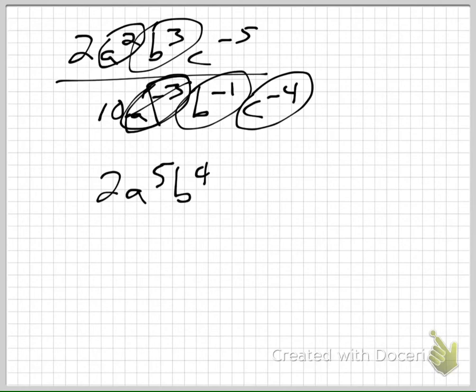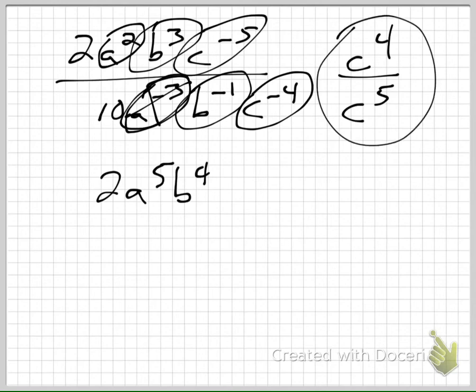I have c to the negative fourth here. I'm going to flip that up and make that a positive 4. But, oh, wait a second. There's negative here. What am I going to do with that guy? Flip him down and make him a positive. So it actually ends up being c to the fourth over c to the fifth. Does that make sense? Okay. Because I flipped them around.